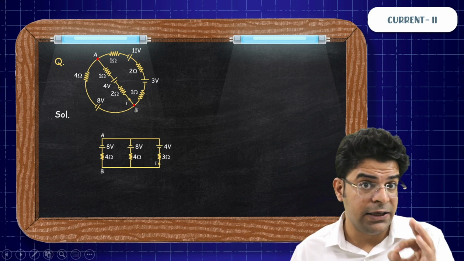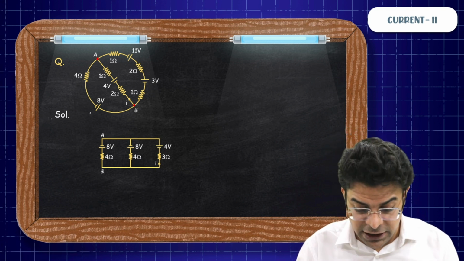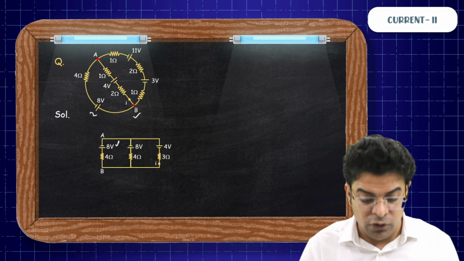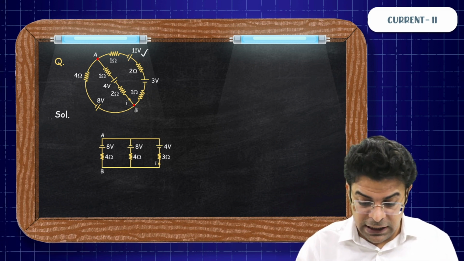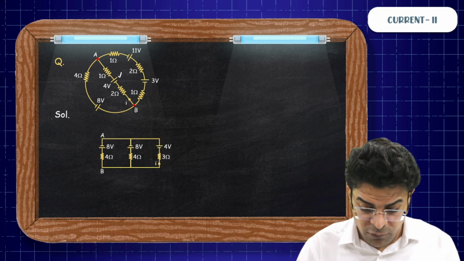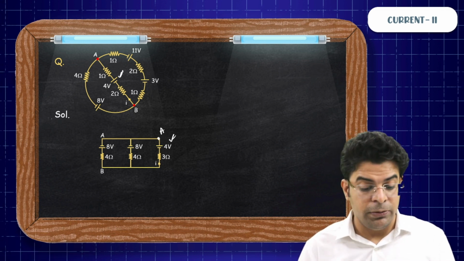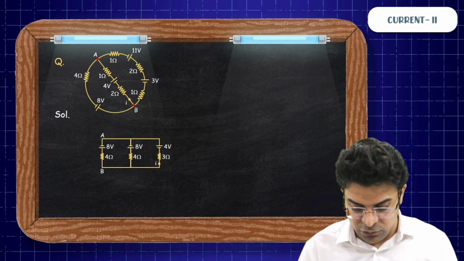Beta, again saying, while playing with batteries, be very cautious about the polarity. This 8 volt wants B to be higher. See, 8 volt wants B to be higher. This 11 and 3 combination of 8 volt wants B to be higher. This 4 volt wants A to be higher. So it has been redrawn such that 4 volt wants A to be higher. Now our mission is to find I.